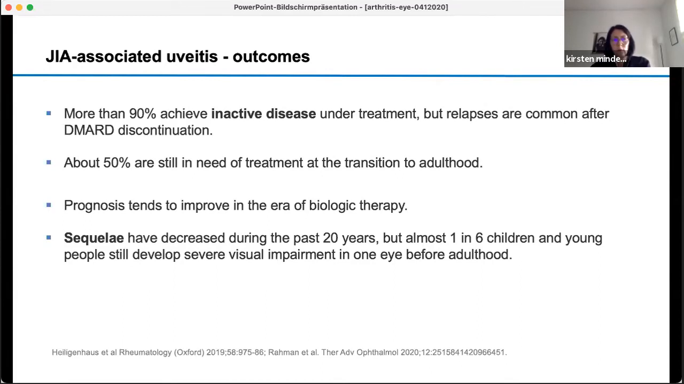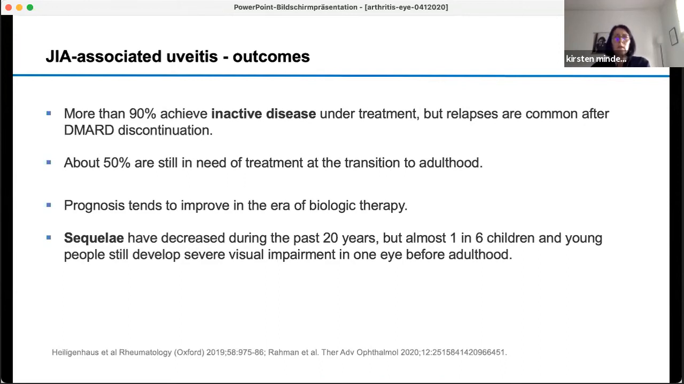Unfortunately, the risk of uveitis recurrence after discontinuing methotrexate or biologics is similarly high for uveitis as for arthritis. That means more than half of patients experience a disease flare after DMARD discontinuation within 12 months. So treatments are often required over long periods of time and often into adulthood. Therefore, at least half of these patients require specialized care into adulthood. But the new treatments have, of course, improved the long-term outcomes of our patients.